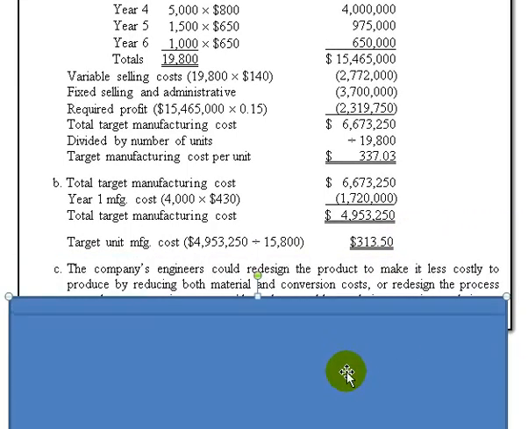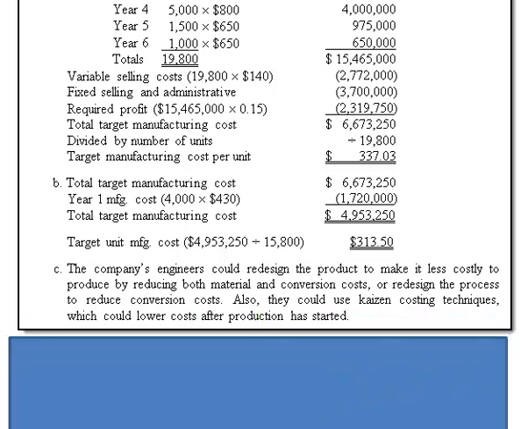Okay, and then Part C is what could we do differently if costs are too high. The engineers could redesign the product to make it less costly. I mean, obviously that's what they have to do, right? Specifically, how do we do it? We don't know. We're not engineers. But obviously, you want to think about reducing material and conversion costs. Maybe you could redesign the product. You could perhaps use a Kaizen costing technique. Anything's fair game, right? But you certainly want to work to reduce the cost.